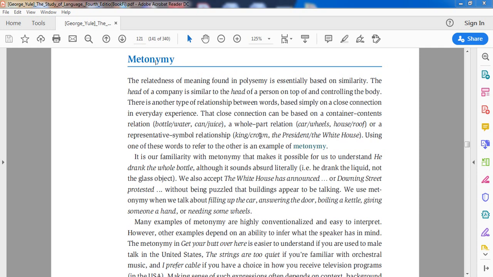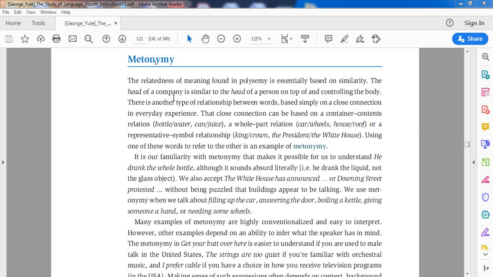For example, التاج. When I say قال التاج الملكي البريطاني, the crown is a piece of metal, but it is the one who wears that crown, that is the king who said so and so. So this is metonymy. So what is metonymy? It is using one of those words to refer to other.